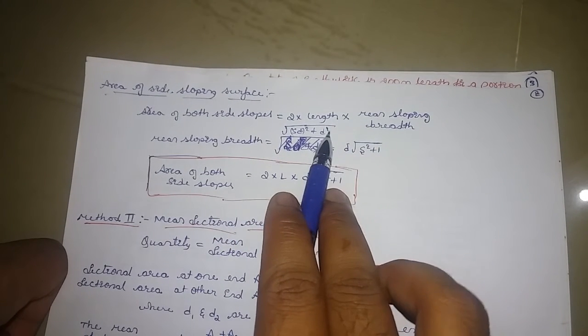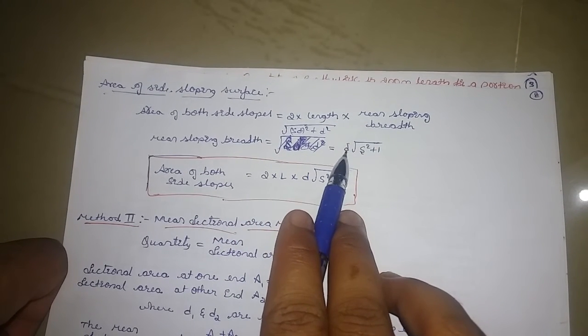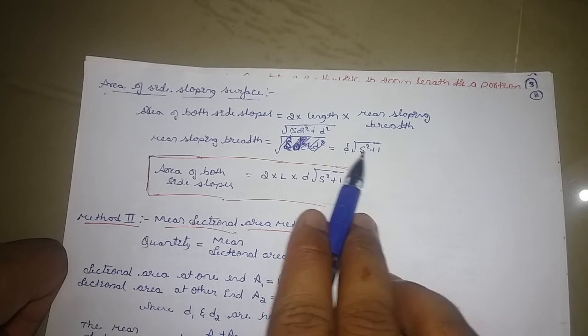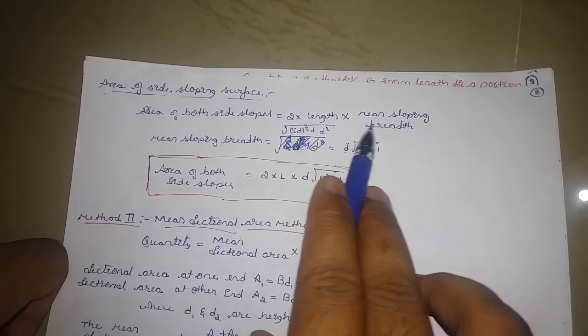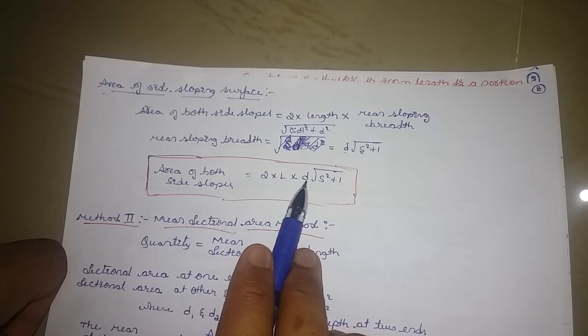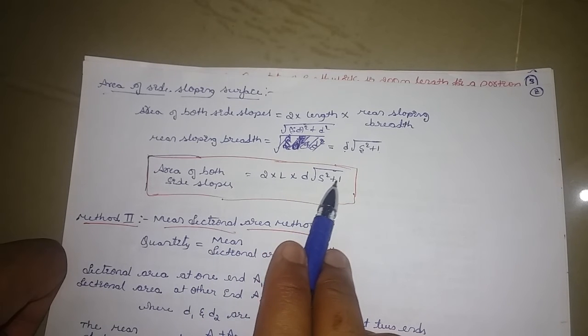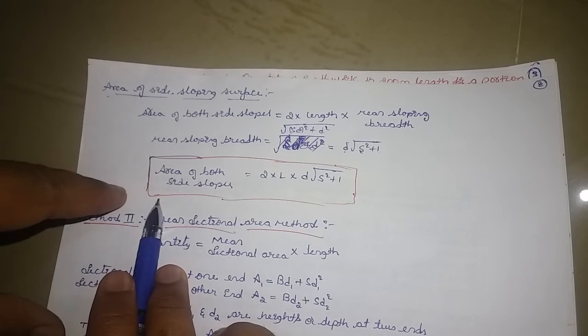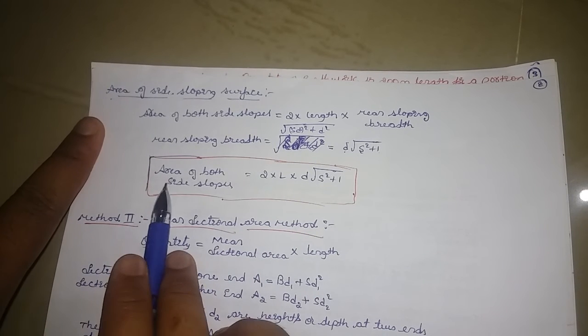So D square is common, so I take it out of the square root, and you will get D square root of S square plus 1. Now if I substitute this mean breadth in this value, we will get the area of the both side slopes equal to 2 into L into D into square root of S square plus 1. This part may be asked in the question, to find out the area of the both side slopes.